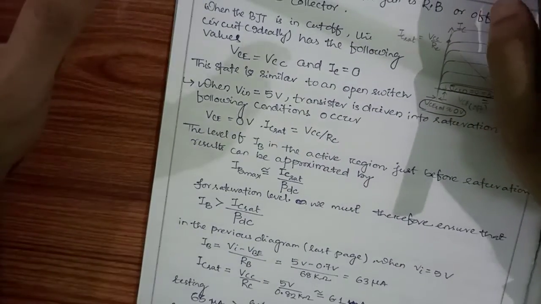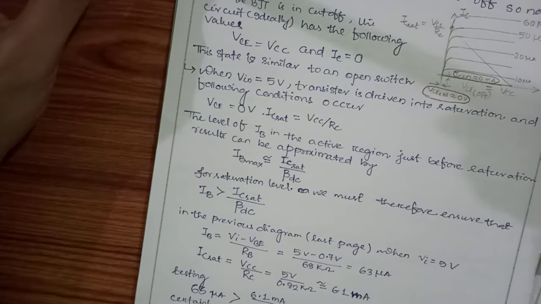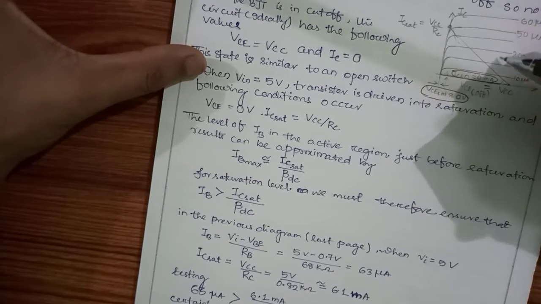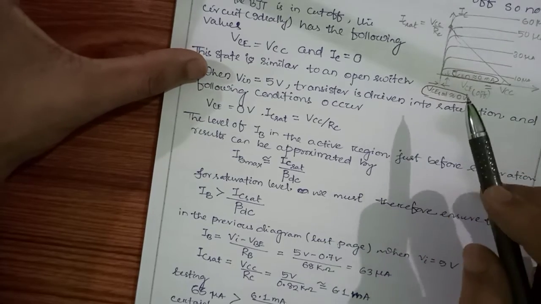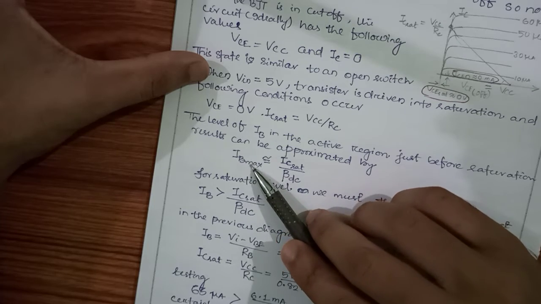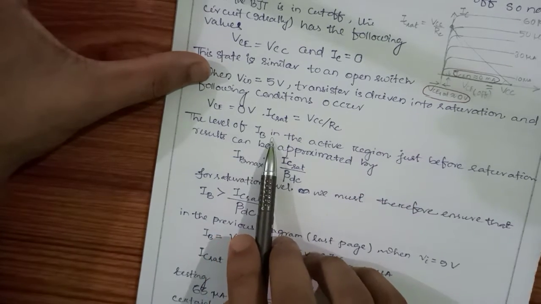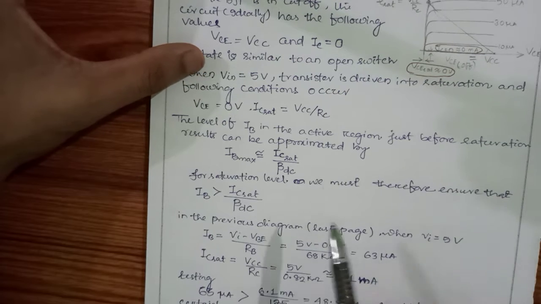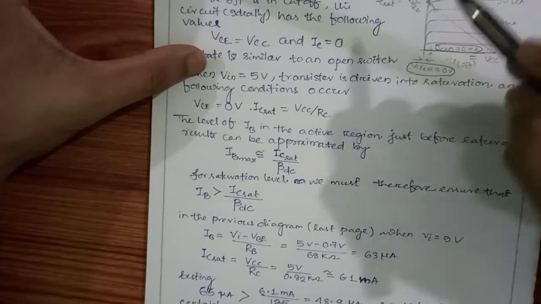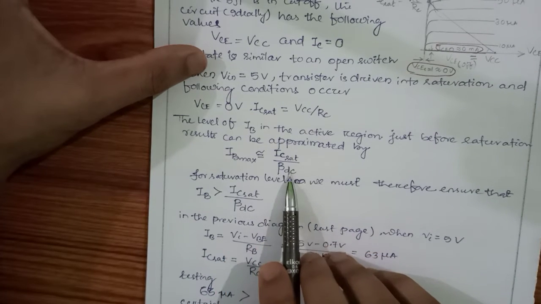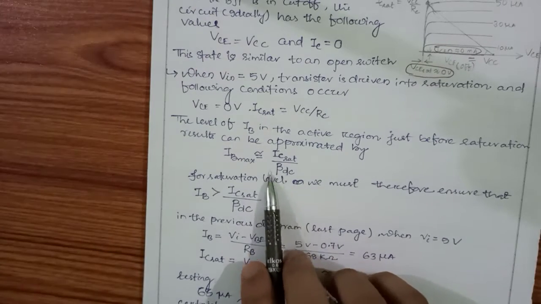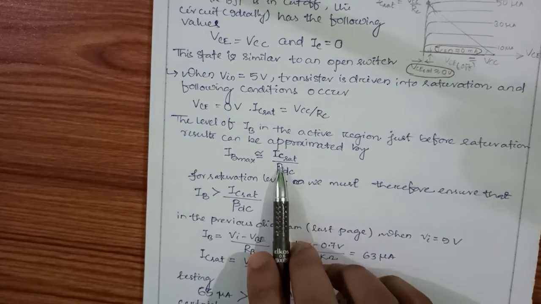Now, this level of IB in the active region means our base current for this active region. This is from here to here. This is the active region. In this active region, at the edge of the saturation and active region, we can define our IB max, that is the maximum base current. The level of IB in the active region just before saturation, so we are talking about the edge. At the edge our IB max will become IC sat upon beta DC. This is the amplification factor, the current gain, that we know for a common emitter configuration.